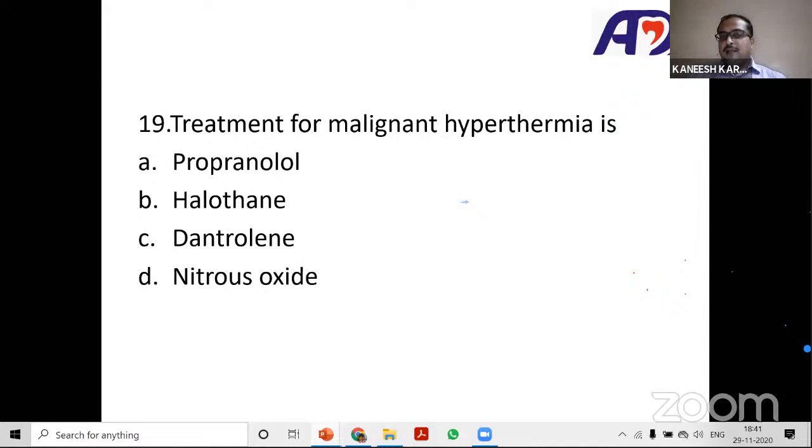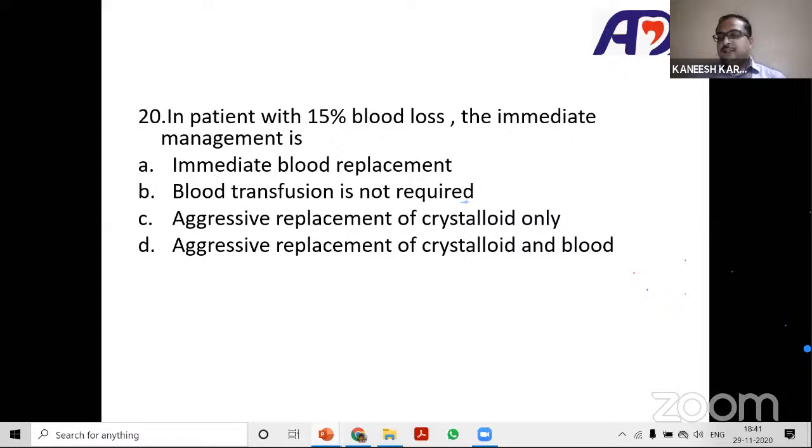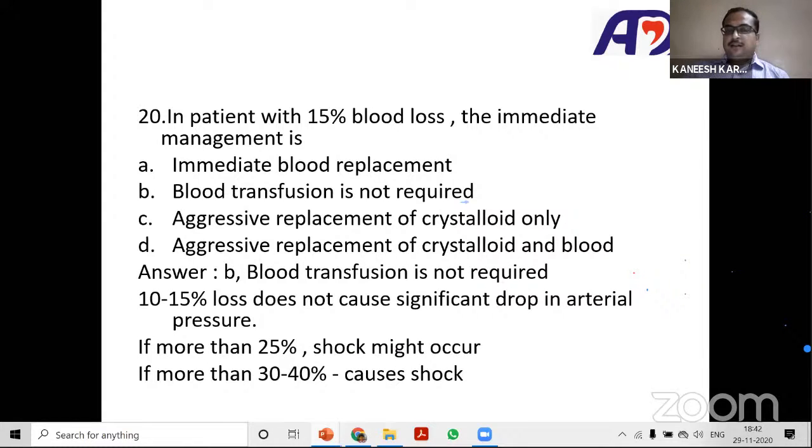The treatment for malignant hyperthermia is dantrolene. Okay. In patients with 15% blood loss, the immediate management is, yes, excellent. Blood transfusion is not required. If it is 10 to 15%, it does not cause a significant drop in arterial pressure. If it is more than 25%, shock.